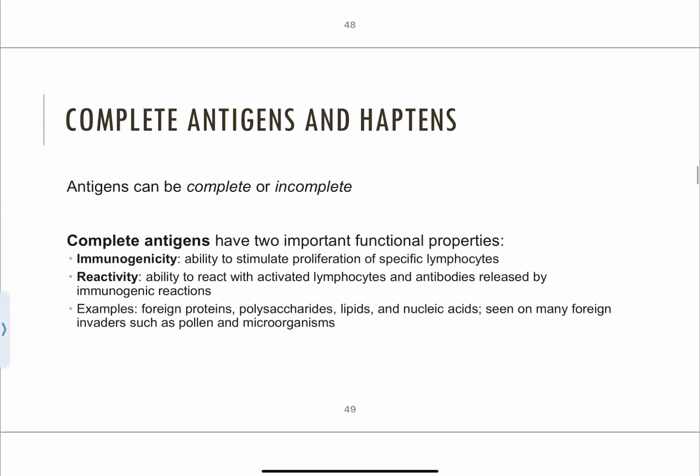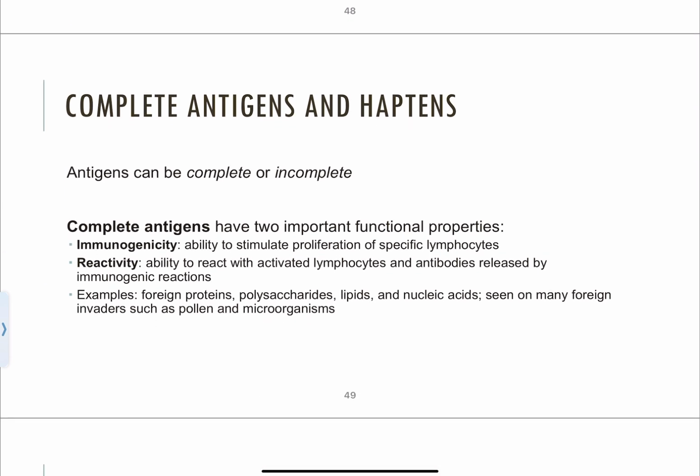So, like I mentioned, antigens can be complete or they can be incomplete, in which case they're considered a hapten. Complete antigens have two important functional properties. One is immunogenicity, which is pretty much the ability to stimulate a specific lymphocyte to proliferate or multiply. The other one is reactivity, which is the ability for it to react with the activated lymphocytes and the antibodies released during immunogenic reactions.